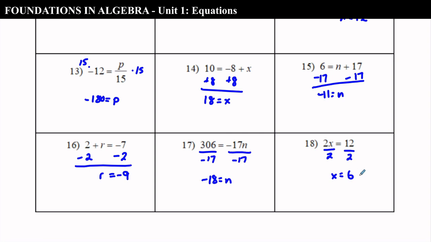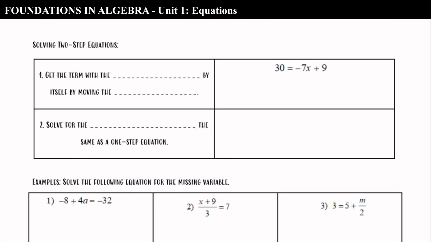So that's one-step equations. Let's take it to two-step equations now. So in a two-step equation, we need to get the term with the variable by itself by moving the constant. Now remember, a constant is just a number with no variable attached to it. So in this case, we subtract 9 from each side. And that gives us 21 equals negative 7x.